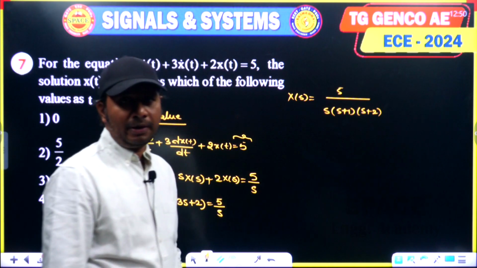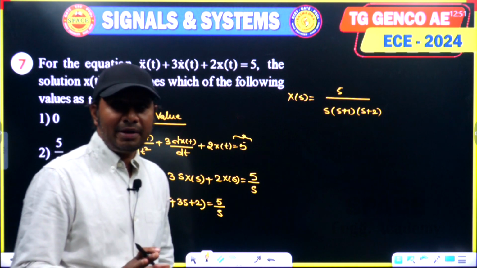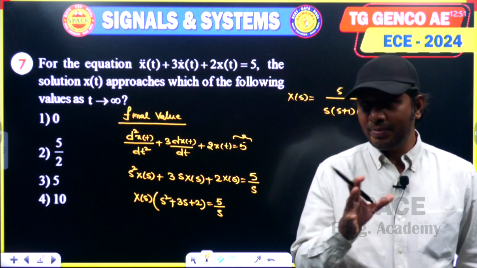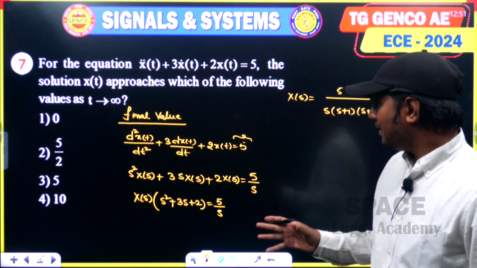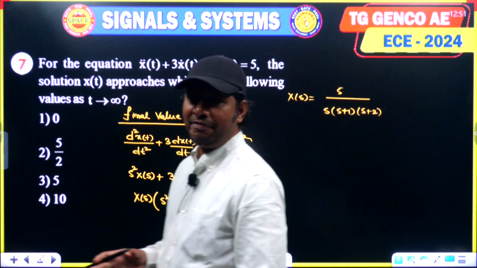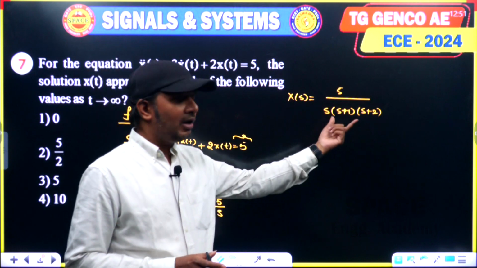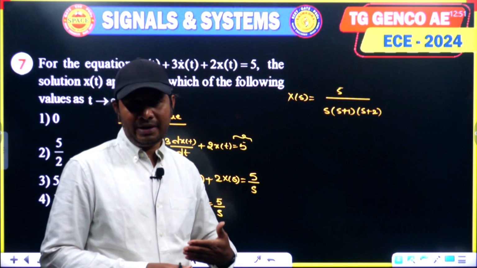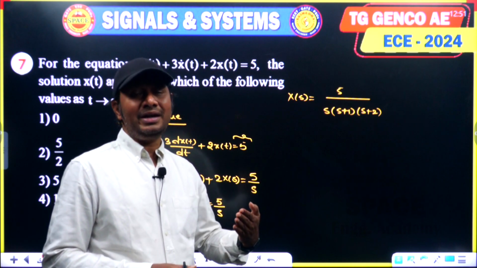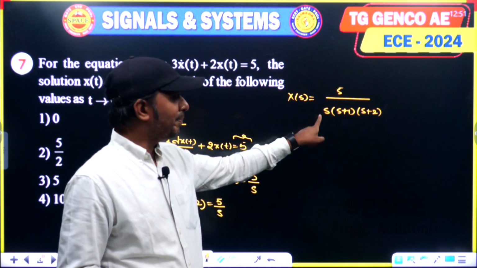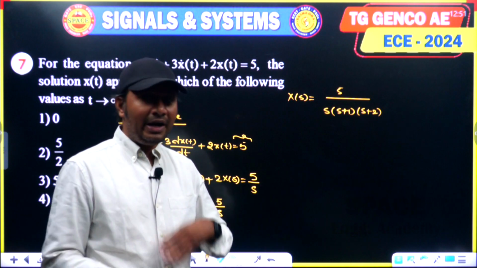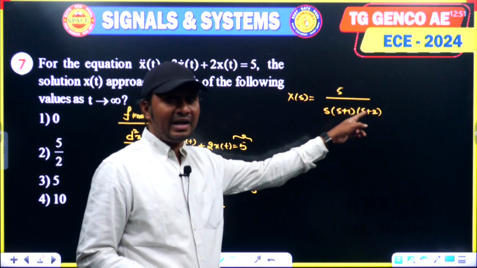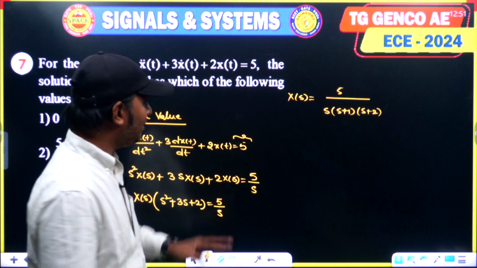Now, final value we have to apply. See, always remember, whenever you are going to apply final value theorem, there are some restrictions to be observed. Final value theorem is applied if and only if all the poles in this expression lie on the left half of s plane, including a simple pole at s equal to 0. So, one pole at s equal to 0 is allowed, and remaining poles must lie on the left half of s plane. Yes, they are lying. So, we can happily apply final value theorem.